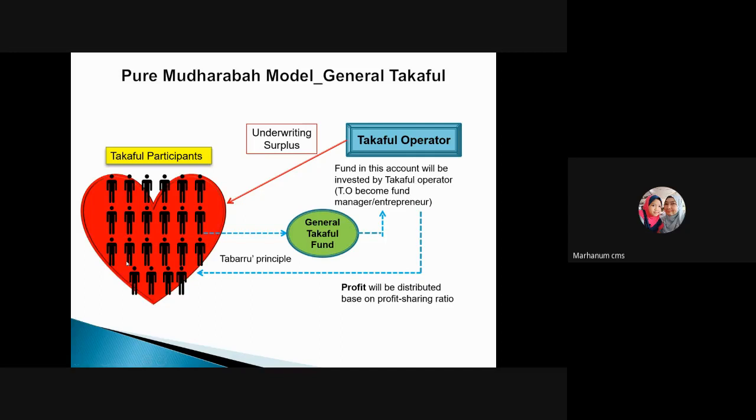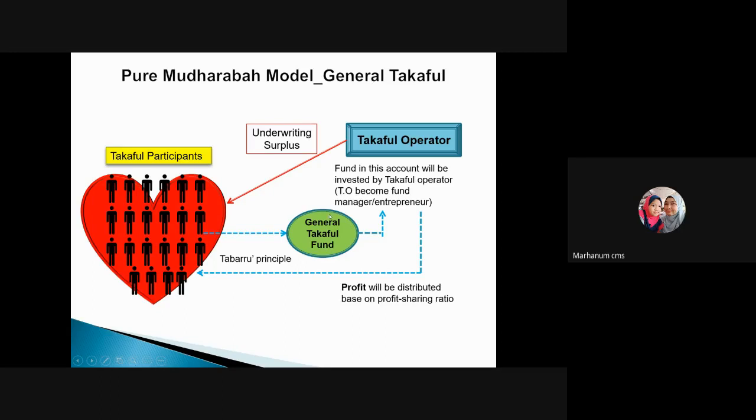Okay, so this model we call the pure Mudarabah model. Later on, you will see there is a modified Mudarabah model. The PO and modified models differ in terms of the underwriting surplus. Why it is called modified, we'll discuss later. For now, you just need to understand the Mudarabah model is like that, whereby the Takaful participants give contributions, and this fund is managed by the Takaful operator for investment. If there is any profit, it will be shared with them.